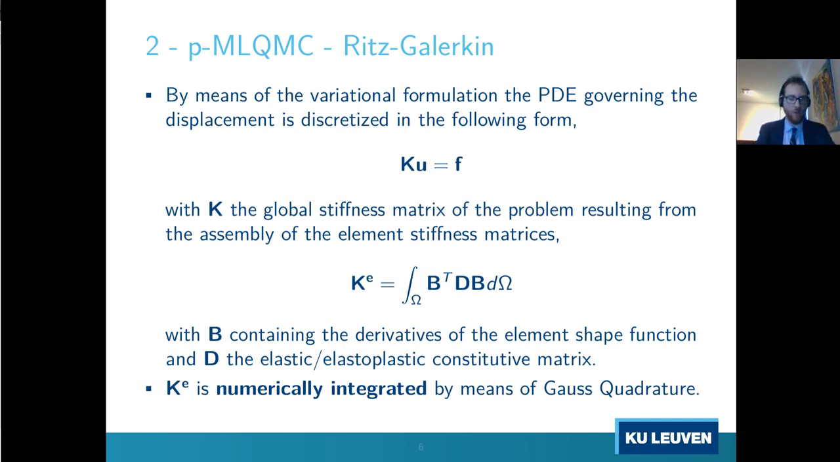Because we're in the elastoplastic domain, this matrix is computed by an elastic predictor, plastic corrector. I won't say any more about it. This can also be found in the literature. The most important thing to know is that the uncertainty is located in this matrix D. This multiplication of matrices is then numerically integrated by means of Gauss quadrature. This is also important, numerically integrated, we will come back to it, because this will be how the uncertainty is incorporated into our finite element model.